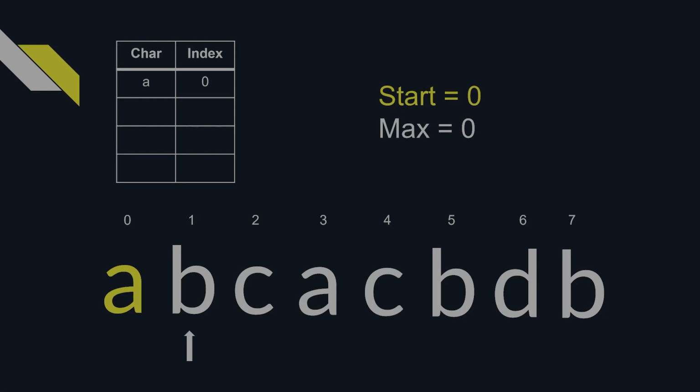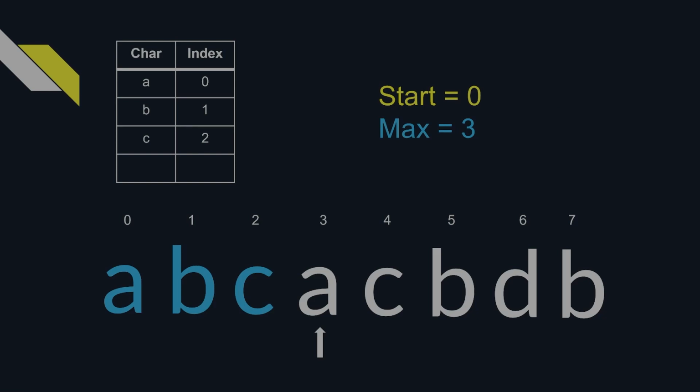Again, since we did not see it before, we add it to the table. We go on to the next char C. Again, we did not see C before, it is added to the table. We go on to the next char A. Here it gets interesting, since we saw that A before. Now we know that if we continue, we will have a string with duplicate letters.